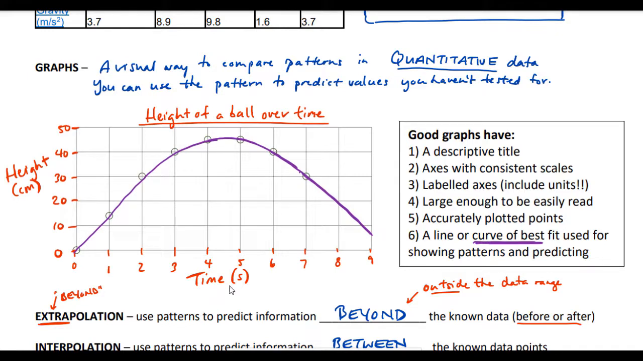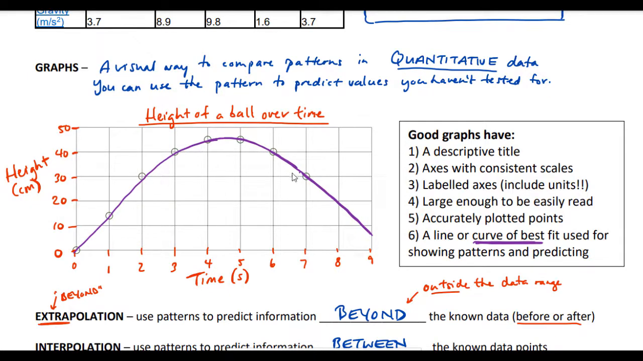When I test you guys, I'm going to be looking for that. You have to have the actual label, so time, and you have to have the unit. Was it in hours? Was it in days? Was it in years? Nope, it was in seconds. So I need to know that. Same thing over here. You need to have a label for here. Height in centimeters.